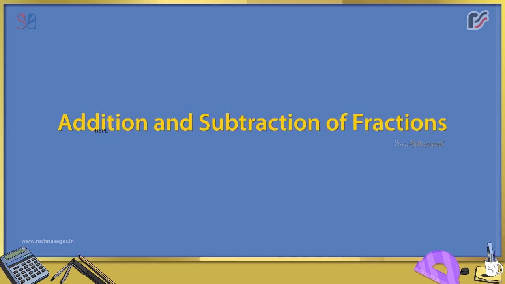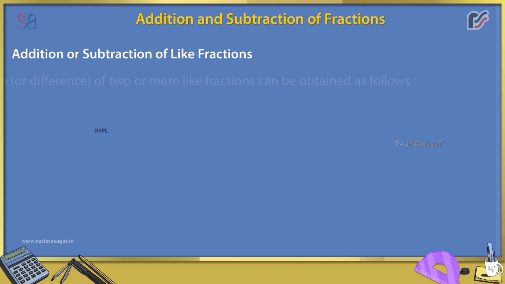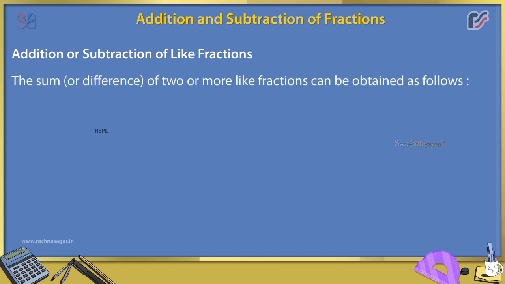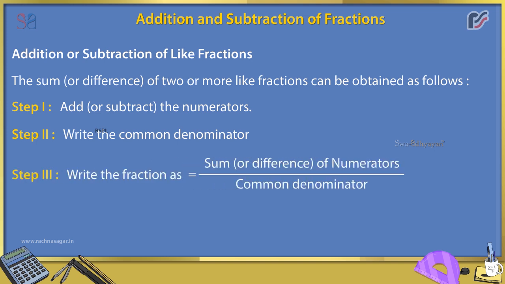Addition and subtraction of fractions. Addition or subtraction of like fractions. The sum or difference of two or more like fractions can be obtained as follows. Step 1. Add or subtract the numerators. Step 2. Write the common denominator. Step 3. Write the fraction as sum or difference of numerator by common denominator.